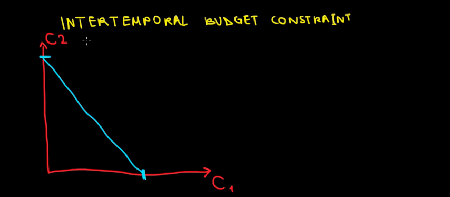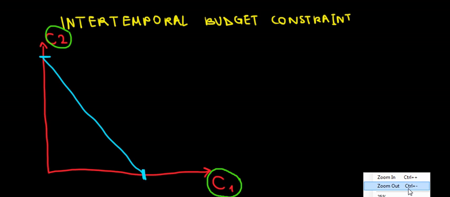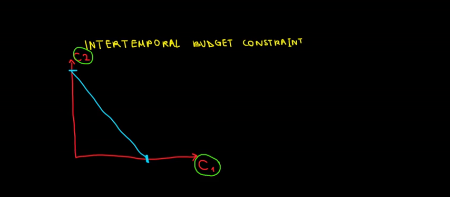Let's have a look at the concept of intertemporal budget constraint. Notice that this is going to be analogous to the budget constraint that we used to do before, where we had two goods like apples and bananas, and we had to trade them as long as our budget, our money, allowed us to. Now in this case, when we have the intertemporal budget constraint, what we are having is consumption in the present and consumption in the future.